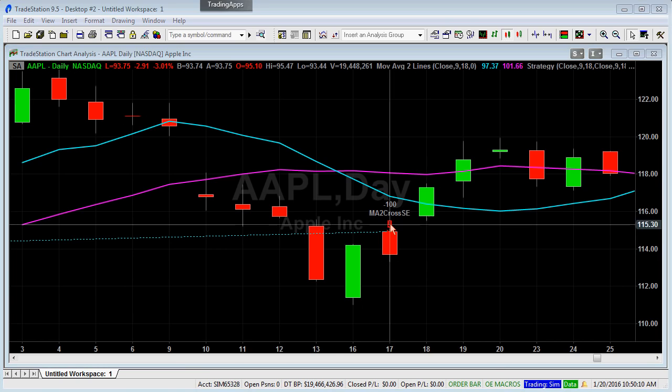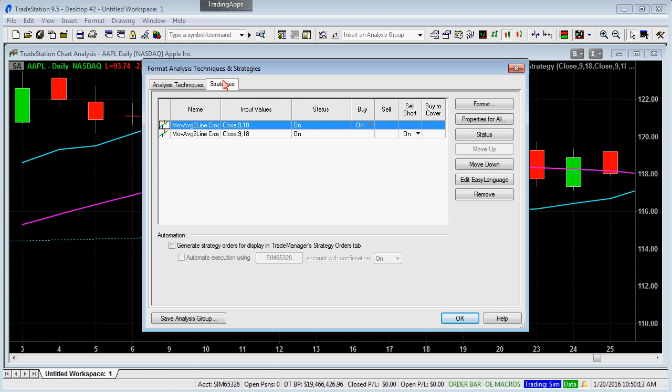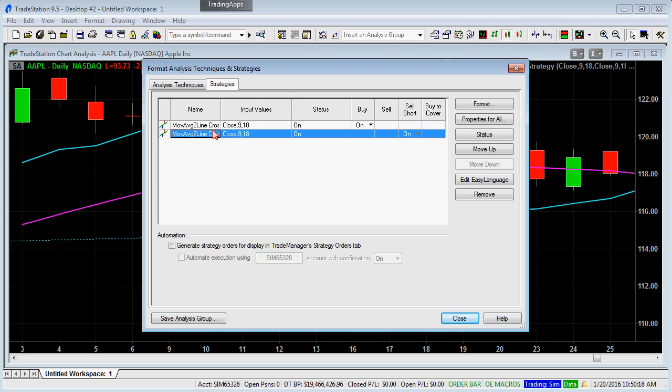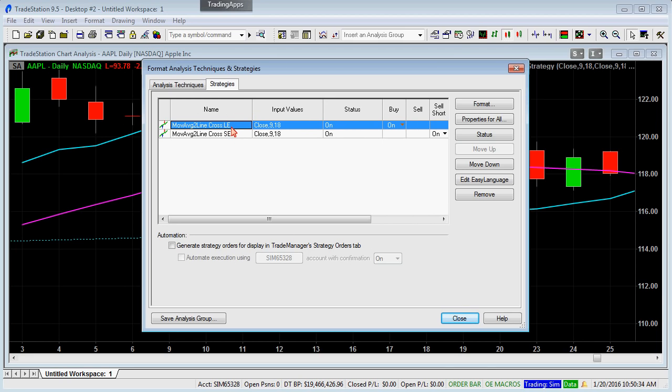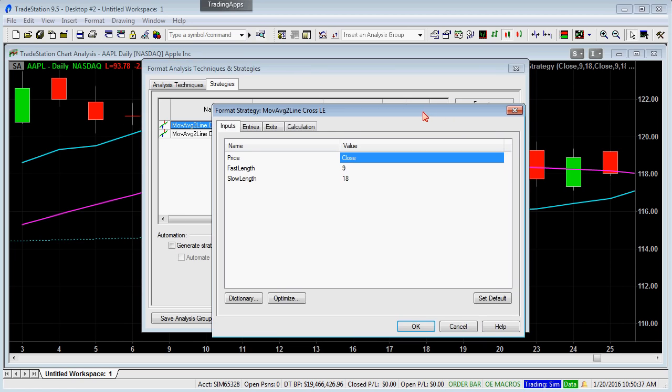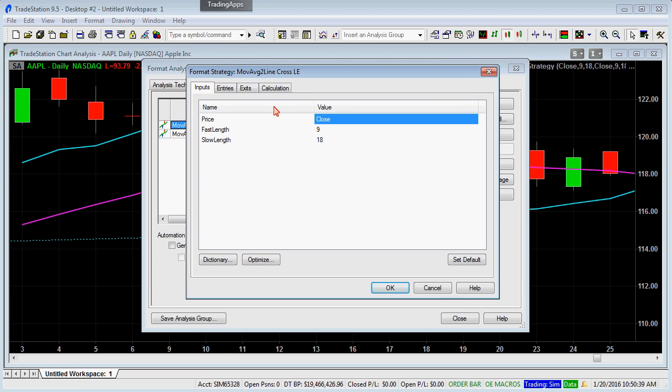So I double-click on this red arrow, and it takes me to the Format Analysis Techniques and Strategies dialog. I see the 2 strategies listed here, and every strategy that you insert will be listed here on this dialog. Now you do have a Format button here on the right-hand side, and it'll format the strategy that is highlighted. So right now, I'm highlighting the long entry. I go to Format, and there's a few tabs here that we are going to look at. First of all, Inputs.